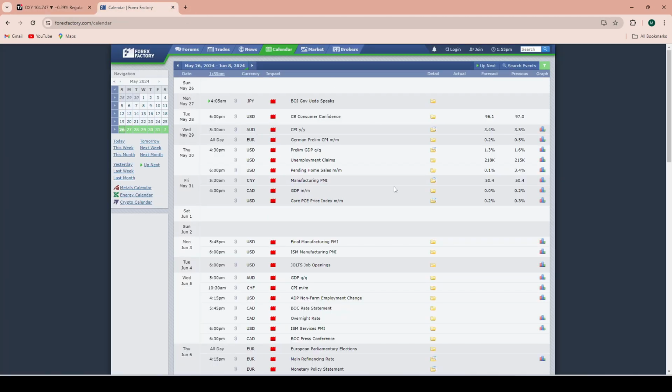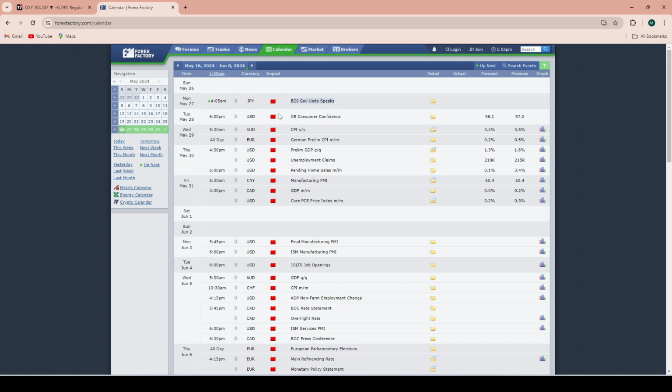And if we look at the calendar coming up on Monday, JPY, very high impact news, BOJ governor speaks. So we could see that JPY pairs getting very volatile with the market open, including Tuesday coming up, USD CB consumer confidence. And that will make the AUD USD, gold, EUR USD, CAD, all of them might get very volatile.